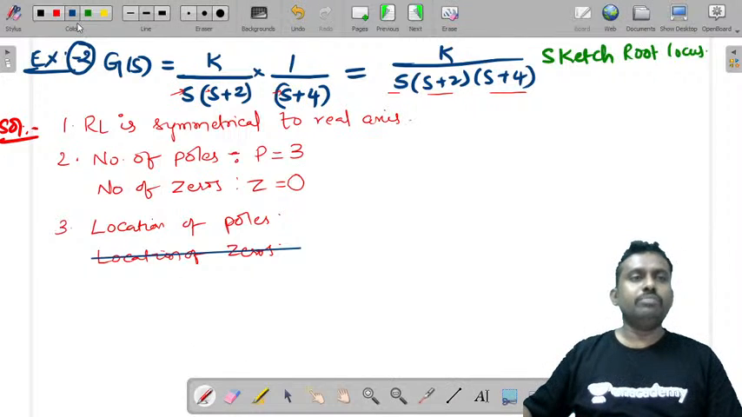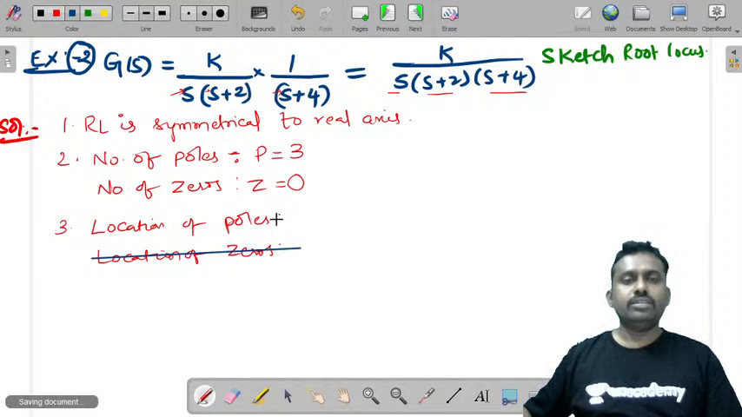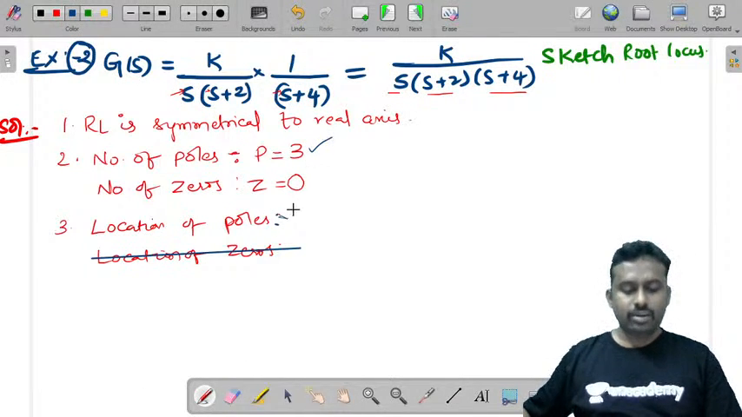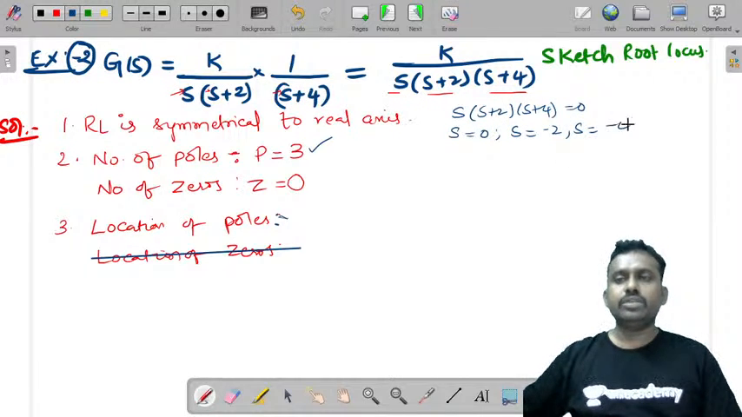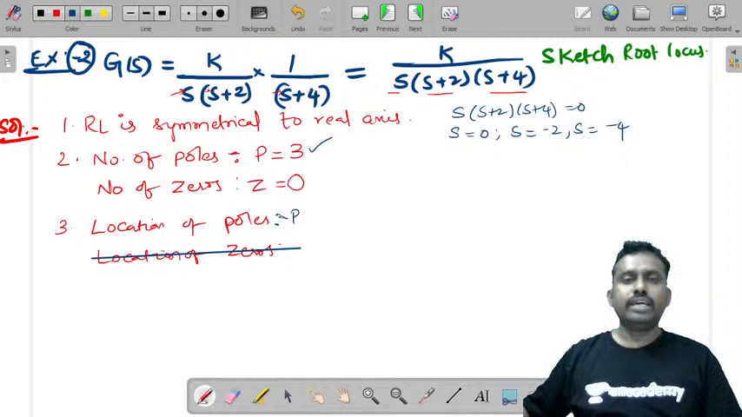So the number of poles is 3. Where are these poles located? See, you can make the denominator equal to 0: s into s plus 2 into s plus 4 equal to 0. So you can say s is equal to 0 is one, s is equal to minus 2, s is equal to minus 4. So the poles are located at P1 equal to 0, P2 equal to minus 2, and P3 equal to minus 4.